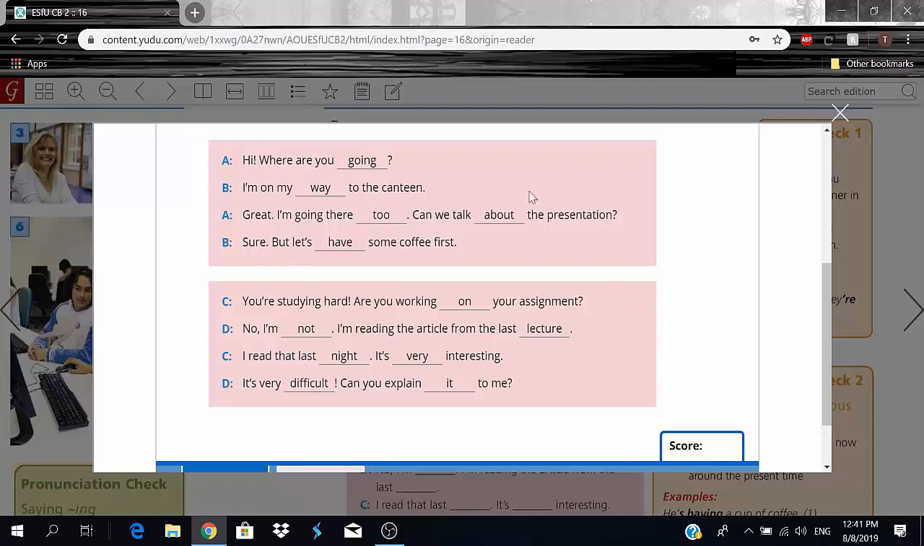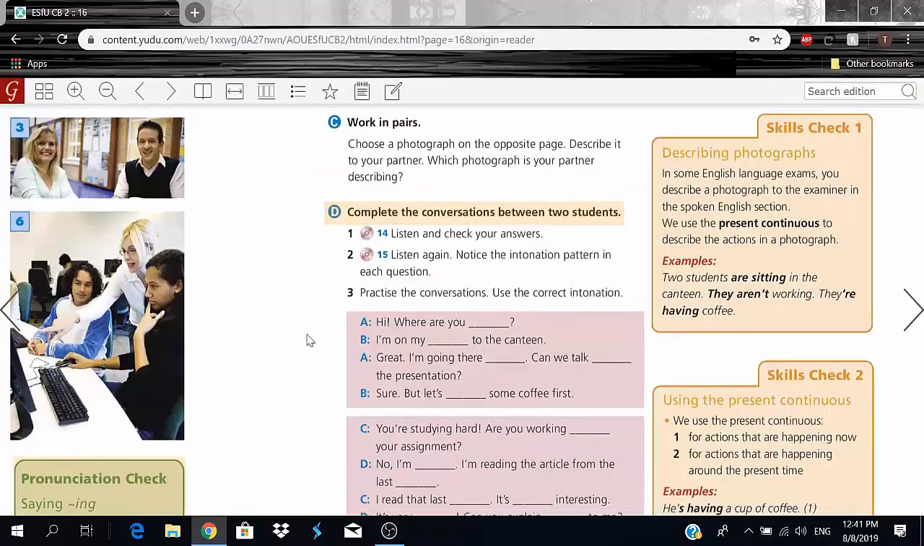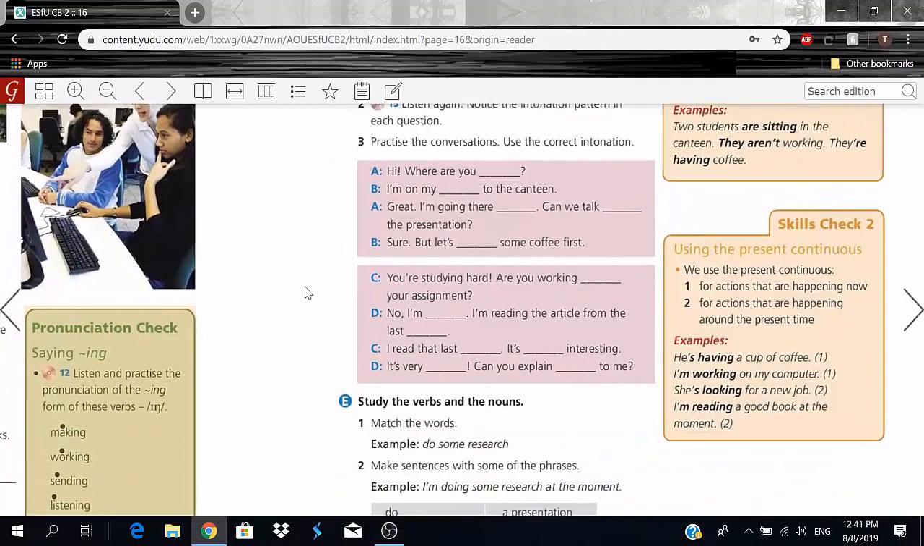I know I'm not doing this in order, but I'm just showing you guys a quick review. He said sure, as in yeah, of course, no problem, but let's have some coffee first, okay? Like, he says it in a way like, I need my coffee before we do this, okay? Alright, so pretty simple stuff, you guys. Now, let's move on, okay? What do we have here?